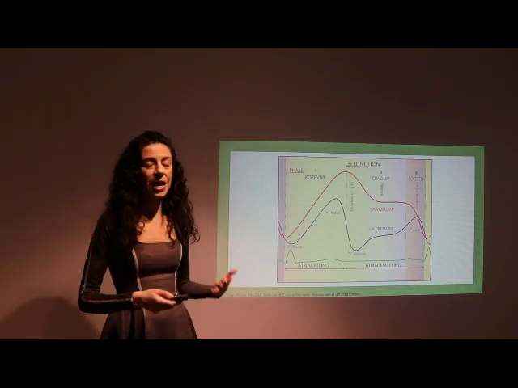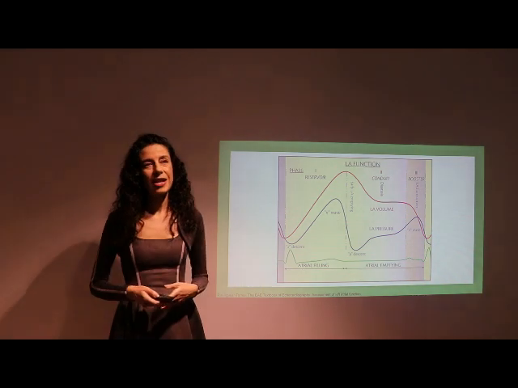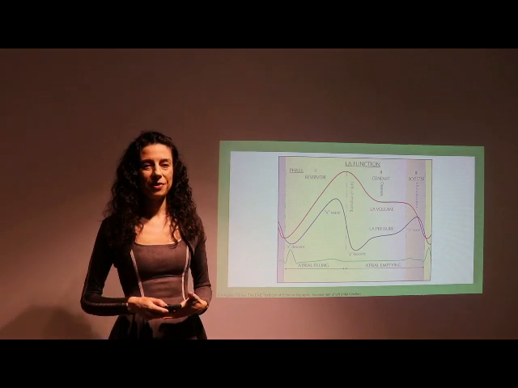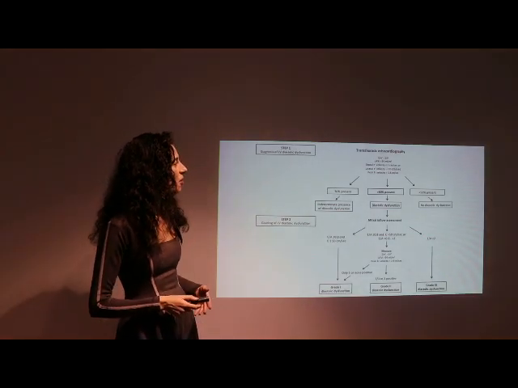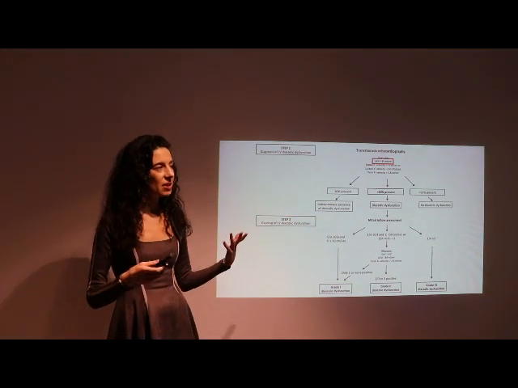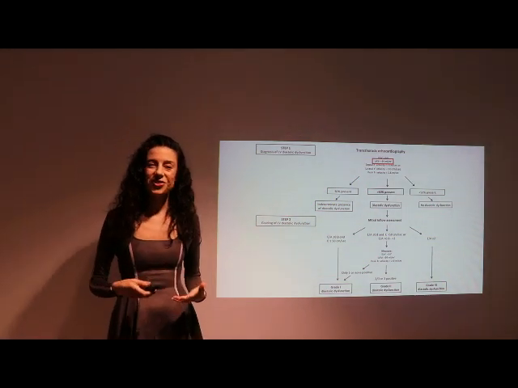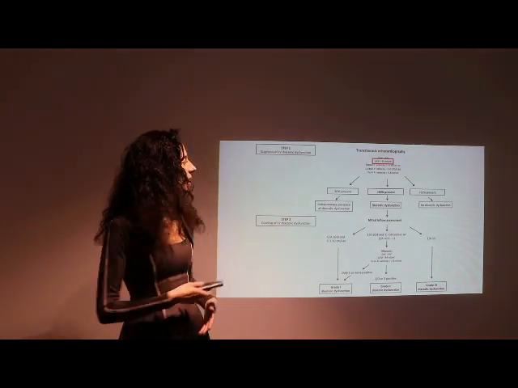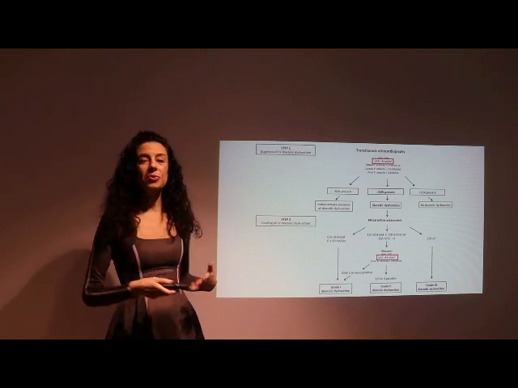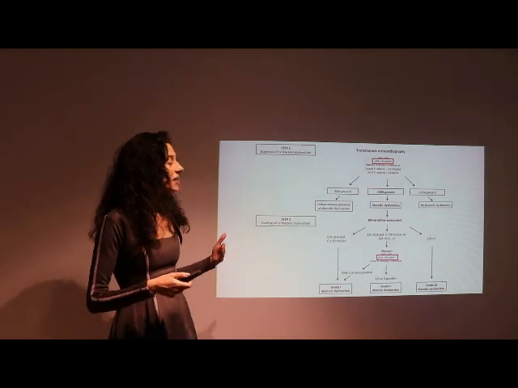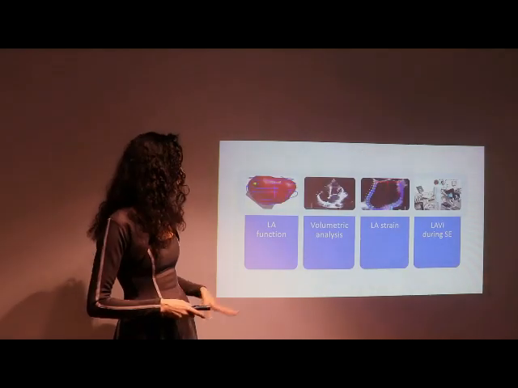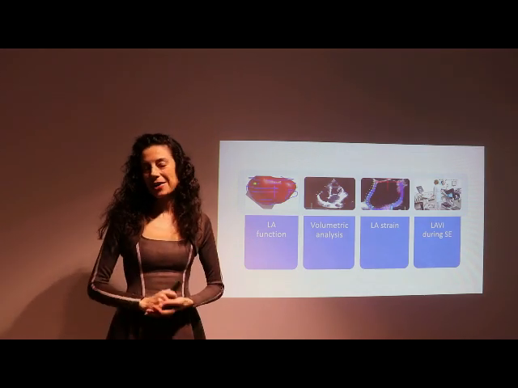A typical example and a proof that the left atrium acts as a barometer of diastolic function is that the volume of the left atrium is included in the algorithm in determining if a patient has or has not a diastolic dysfunction, and also it serves to determine which is the degree of this diastolic dysfunction. So, that was enough about left atrial function.